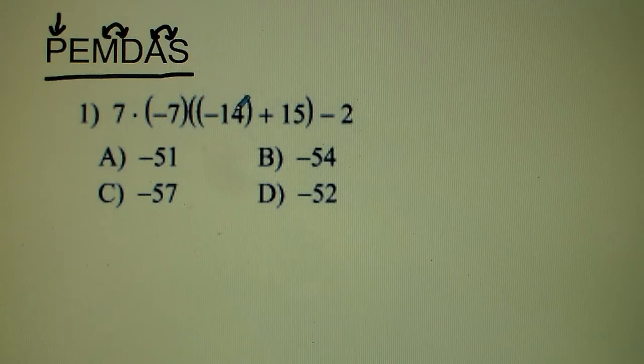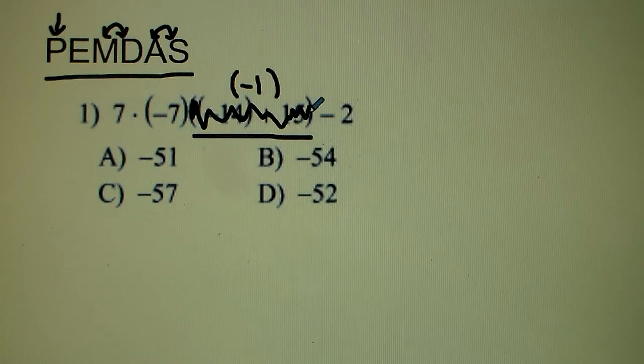So number 1 here, we have 7 times negative 7, parentheses, parentheses again, negative 14, close parentheses, plus 15, close parentheses, minus 2. We first have to take care of what's inside the parentheses. This negative 14 has been simplified, so negative 14 plus 15 gets us negative 1. So we have a negative 1 on the inside of those parentheses. I could actually erase this now because we simplified that.